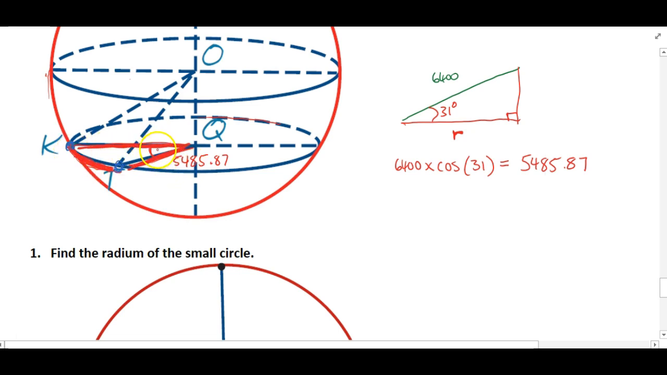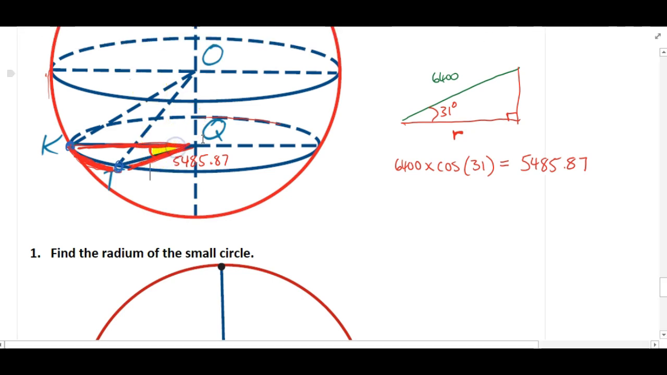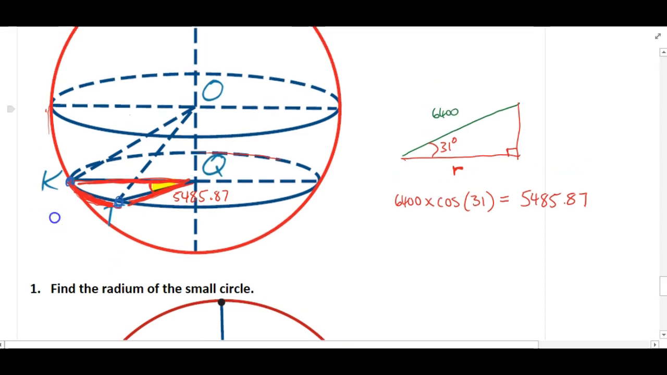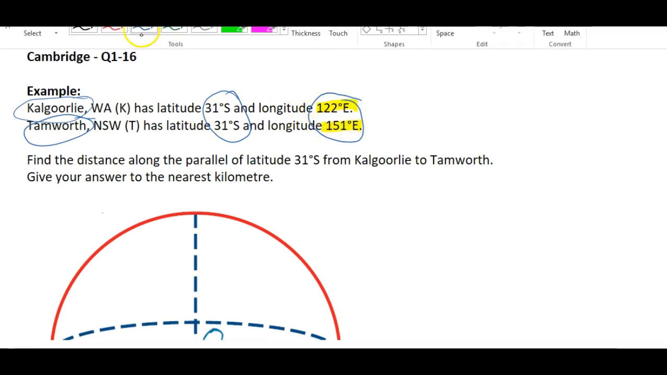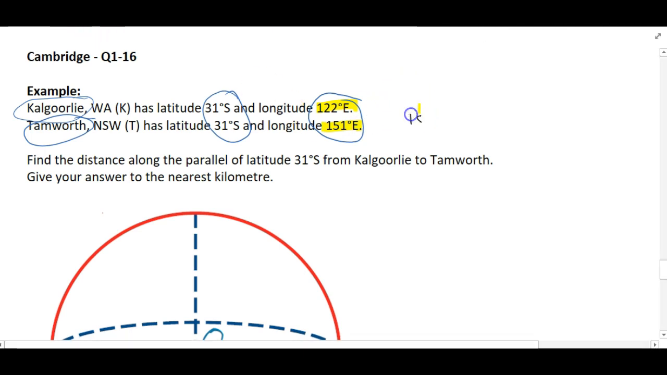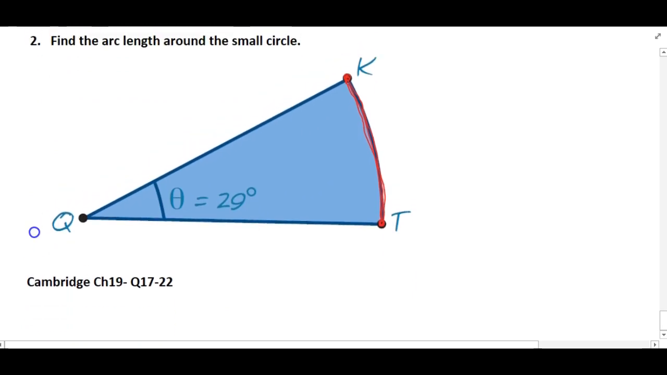So what we need to do is identify this angle first of all. So I'll just highlight the angle for you there. So we need to find out this angle from the question. And if we go up to look at the latitudes and longitudes, you can see that the change, if we work out the difference, is 151 minus 122 gives us a change of 29 degrees. So that's the angle of the arc length. So if we go down to this diagram, you can see that now. We've just drawn it flat for ourselves to make it simpler.